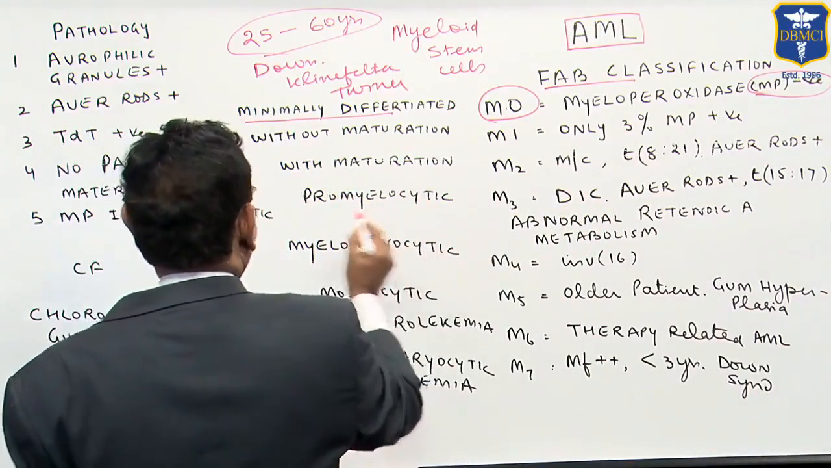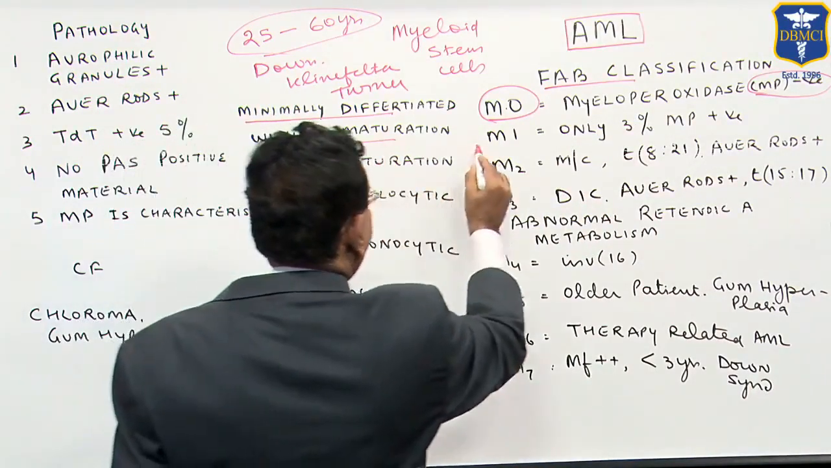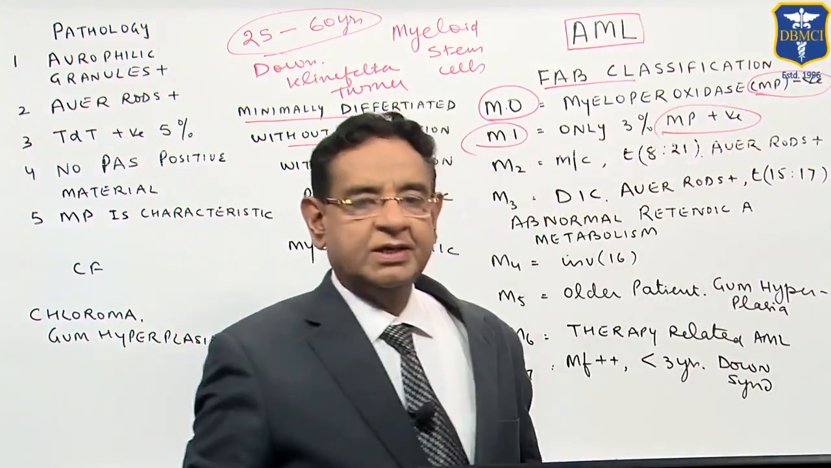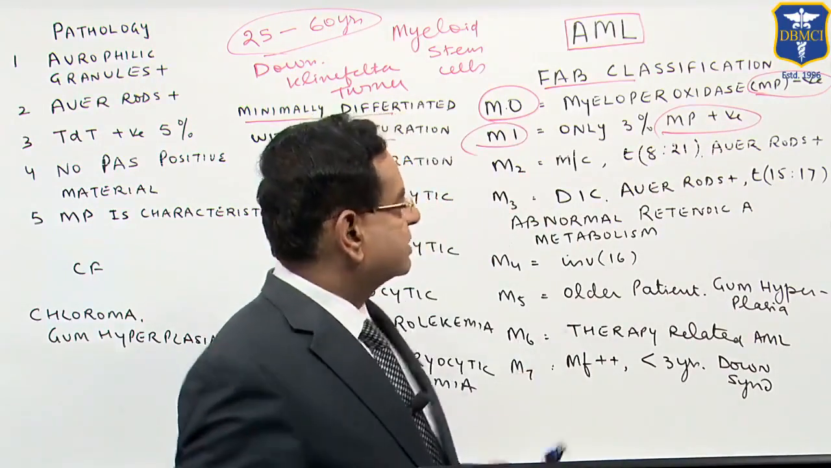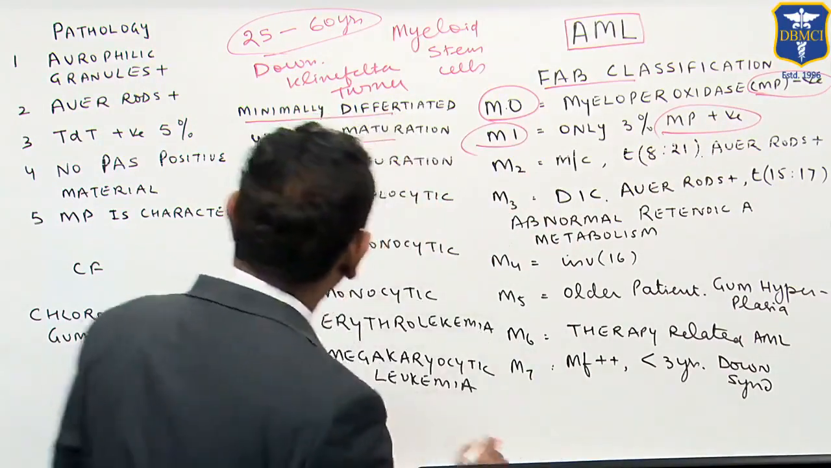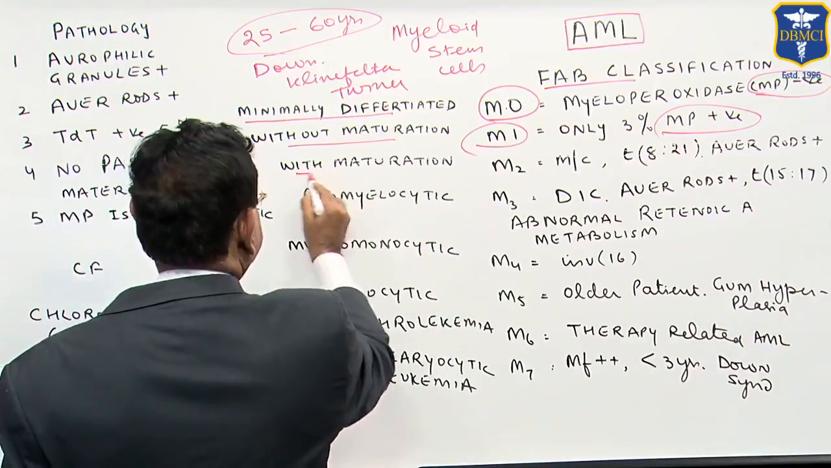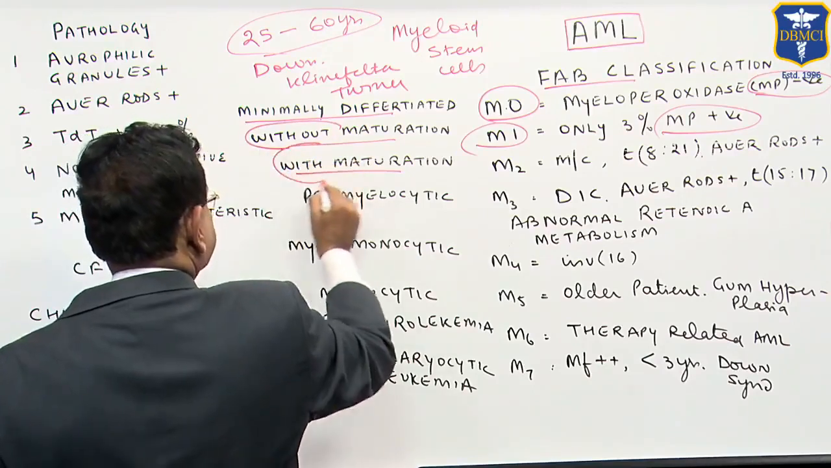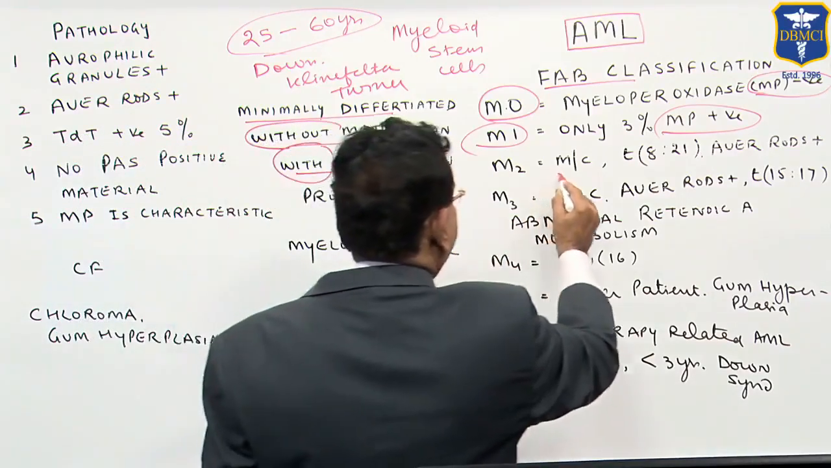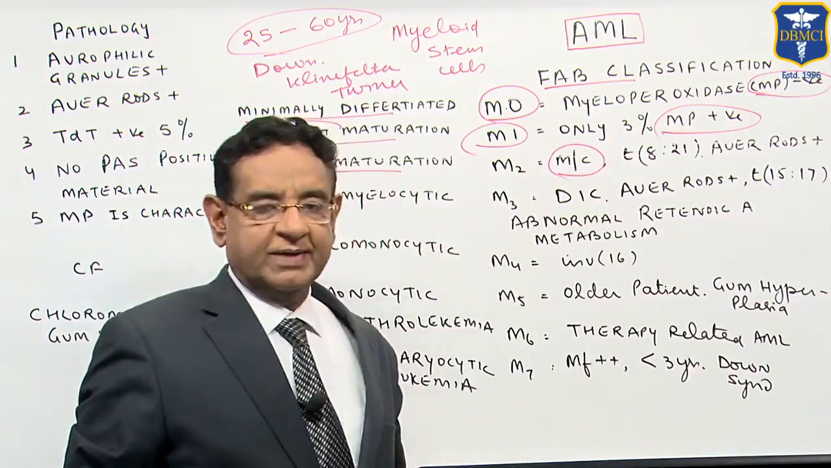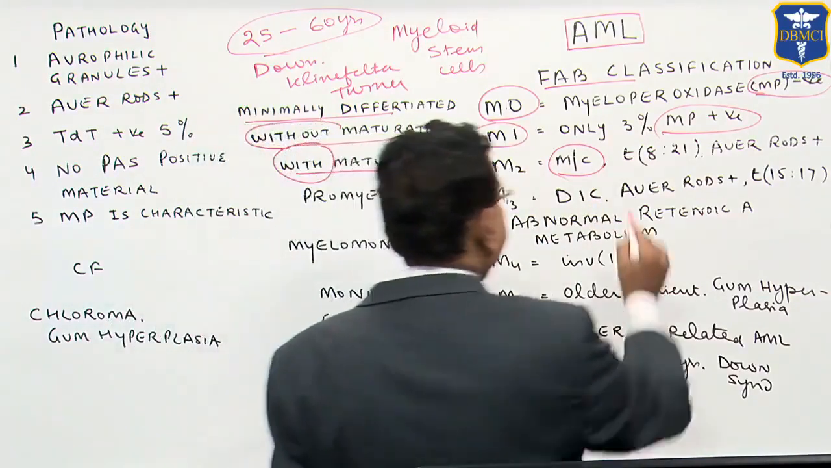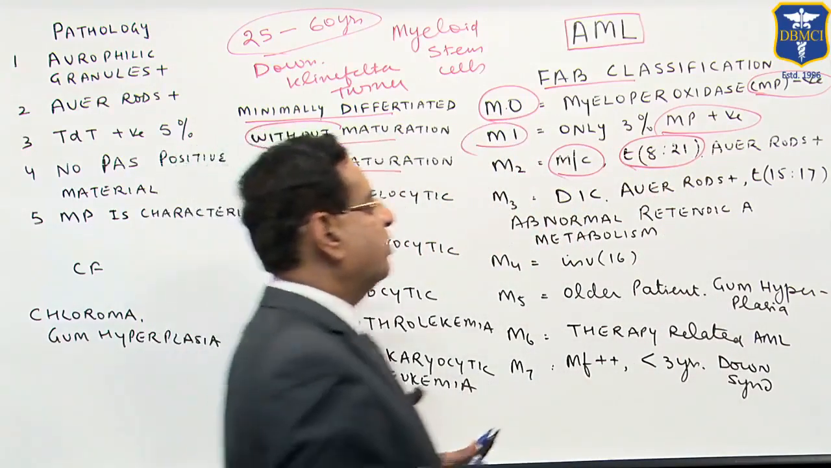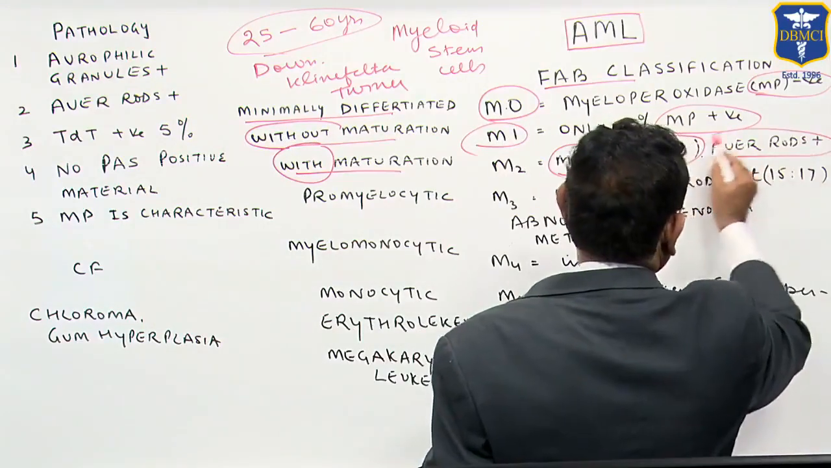Then we have AML without maturation, M1. Here only 3% are myeloperoxidase positive. M2 is AML with maturation. It was without, this is with maturation. This is the most common type of AML. Classically in these, t(8;21) translocation is seen, and Auer rods are positive in these cases.